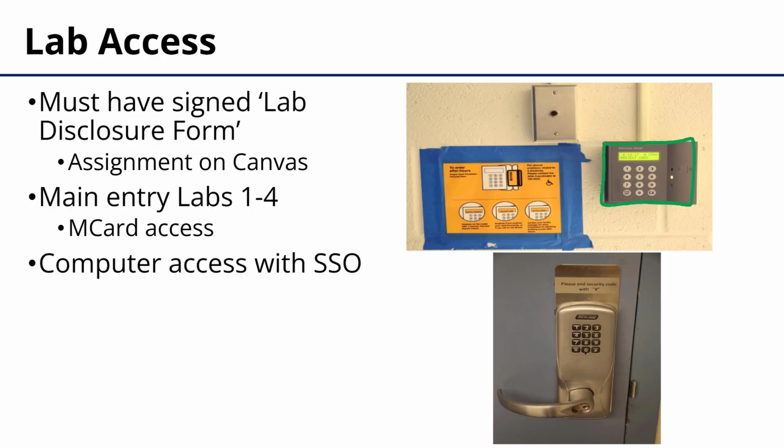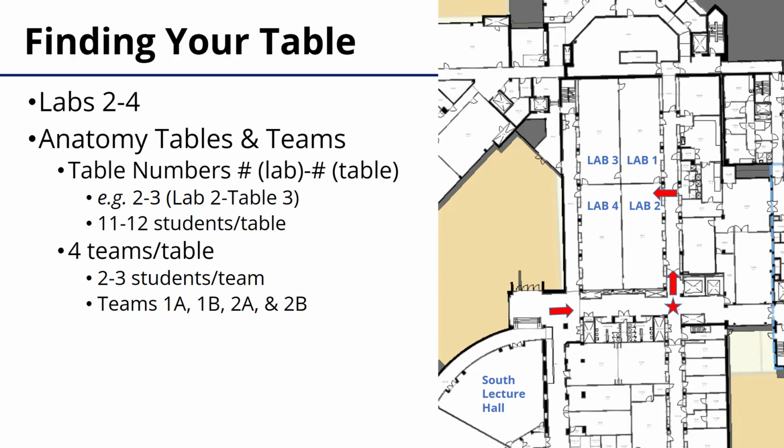This card swipe will give you access to the main anatomy lab hallway. Beyond this, the doors may be closed outside of regular laboratory scheduled sessions, and you will not have access to the lab if these doors were closed. Within the labs, there are computers that you can access through your U of M single sign-on. So, you've successfully navigated these doors.